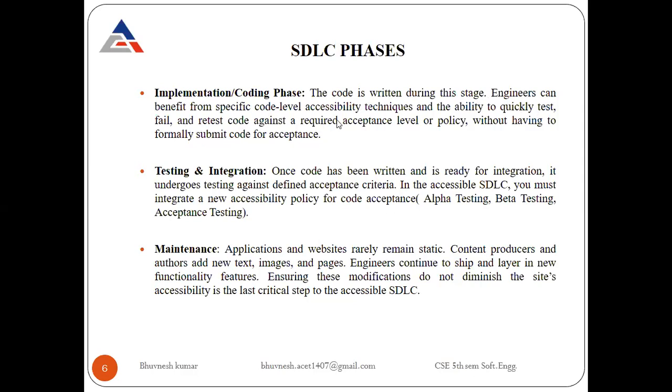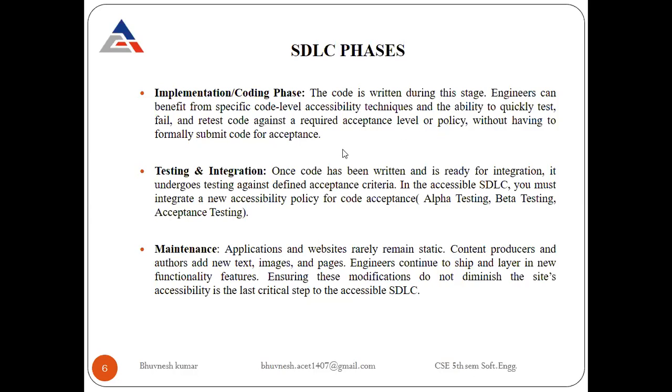Engineers can benefit from specific code-level accessibility techniques and the ability to quickly test, fail, and reset code against a required asset. It means in your implementation or coding phase, we will make code according to a design, and that design is your different modules. According to the design, we will develop the code. Then after developing the code, we will go for testing, and we will check whether that module works properly or not. If it fails while testing, then we will have to develop that code again or change our design, if our code does not work according to that design. That is the life cycle experience.